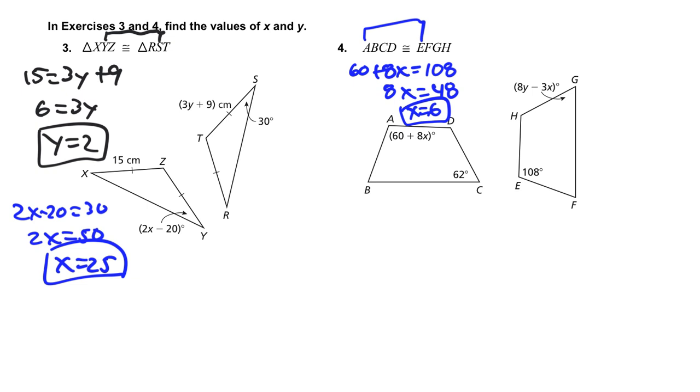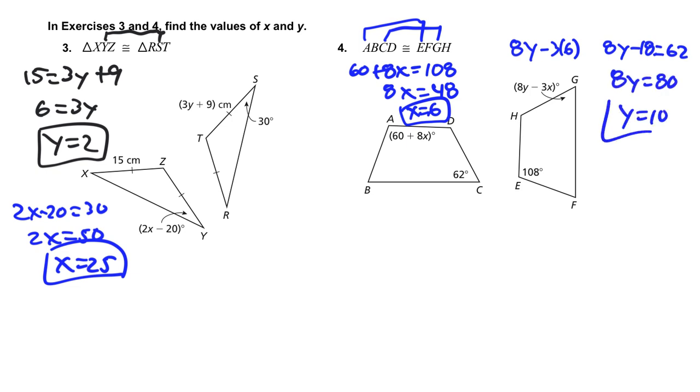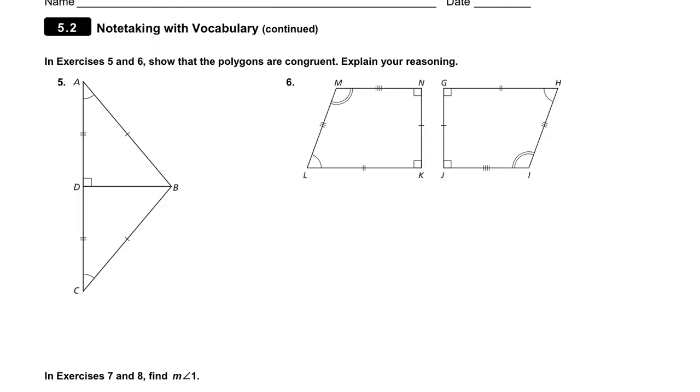There's the first part. Now, let's look at this next one. I have to put 6 in. So 8y minus 3 times 6, that's going to give me 8y minus 18. So that's for G. Now, if I look, G corresponds with C, which is 62. So I can equal that to 62. That means 8y equals 80. So y equals 10.